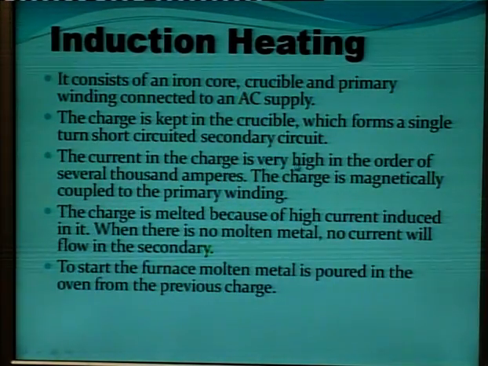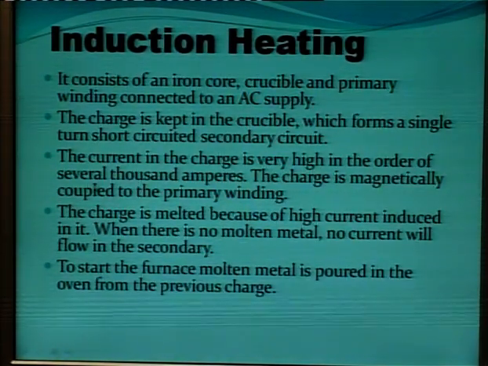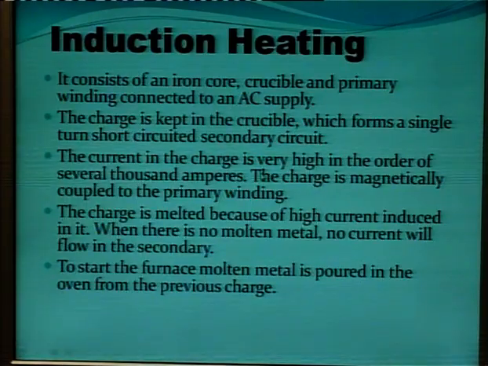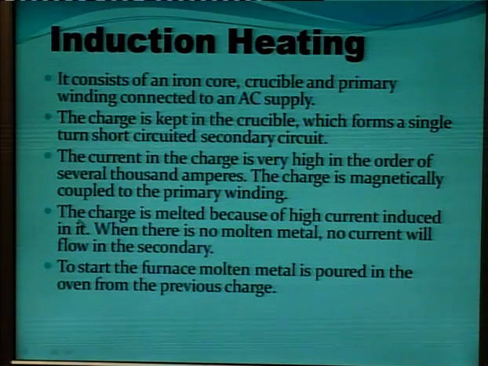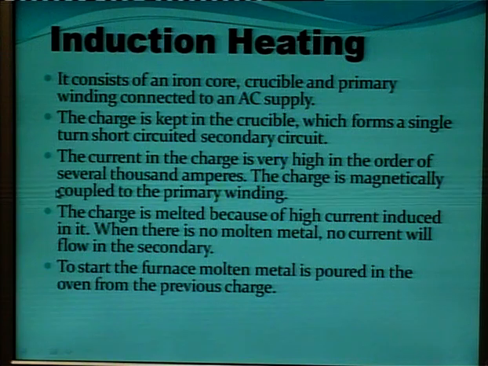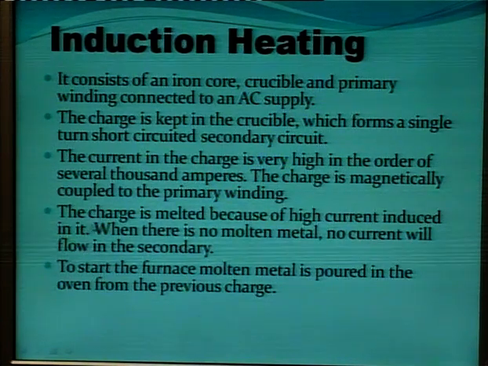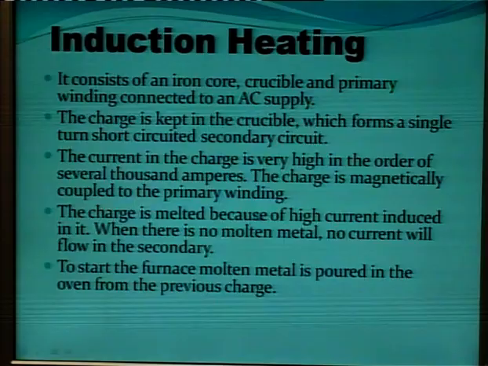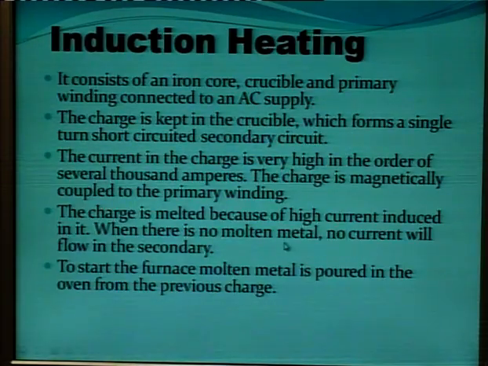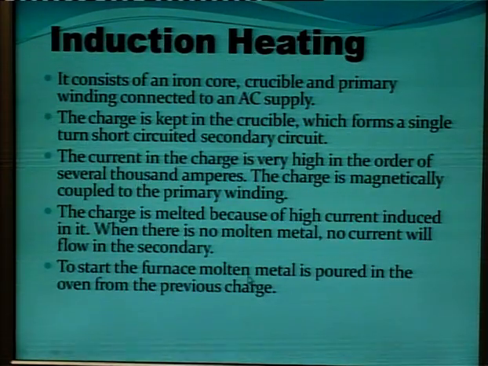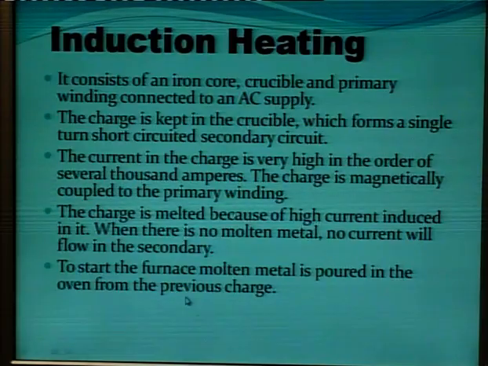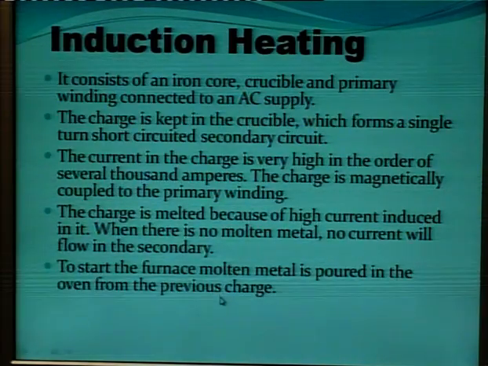So this will give us a single turn secondary winding. The current in the charge is very high, in the order of several thousand amperes. So the charge is magnetically coupled to the primary winding. Now because of that high current, the charge is melted. Now when there is no molten metal, no current will flow in the secondary. So to start the furnace, molten metal is poured into the oven from the previous charge.